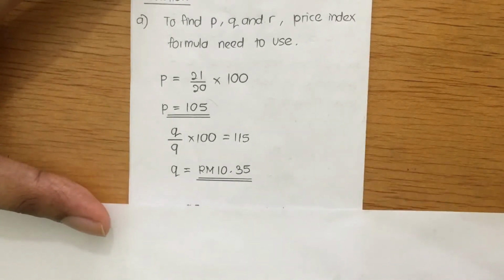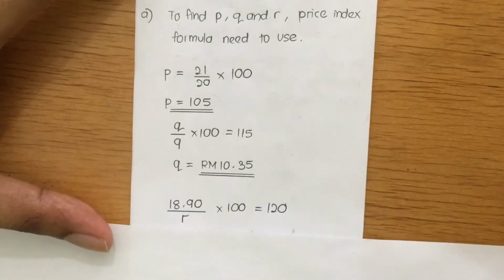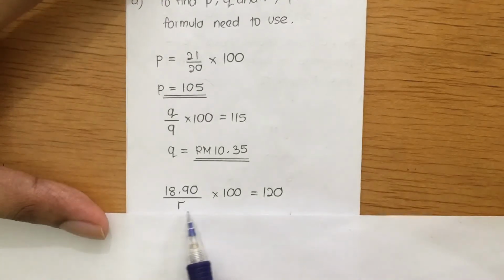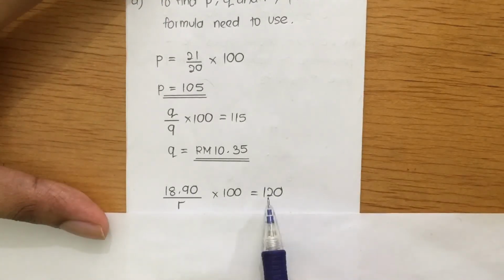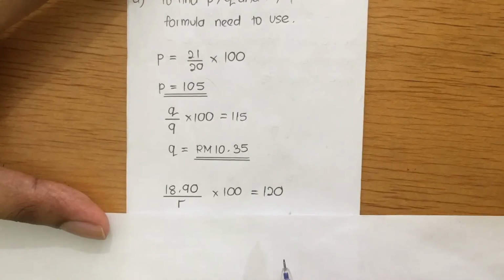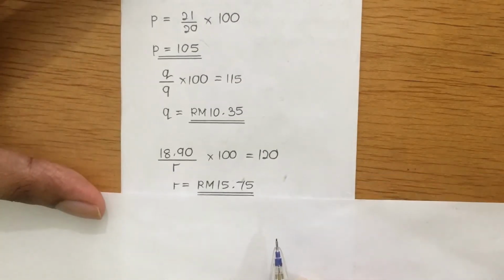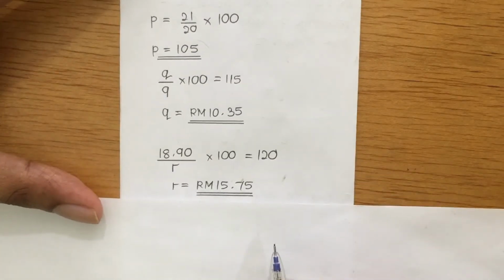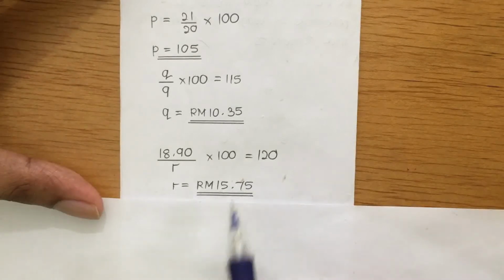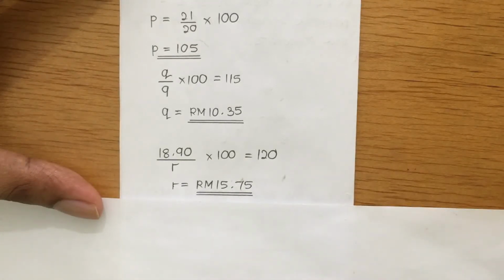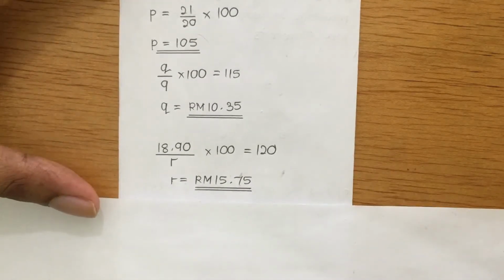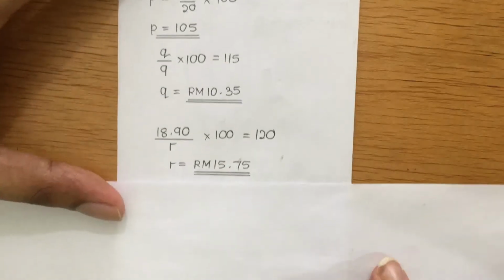Okay, whereas for the value of R, 18.90 divided with R times with 100 equals to 120. So you calculate this, you should get your R value is equals to 15 ringgit and 75 cents. So these are the respective value, guys, for P, Q and R. Okay, let us proceed to the question part B now.